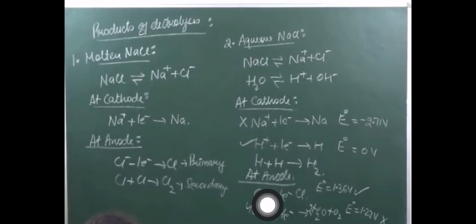Similarly at the anode again two processes will be going on, that is for Cl minus and OH minus. Cl minus will be losing one electron to give Cl, and 4 OH minus will be losing 4 electrons to give 2H2O and oxygen. Why two reactions again? Because there are two negative ions, both of them will be losing electrons, so again there are two possibilities.